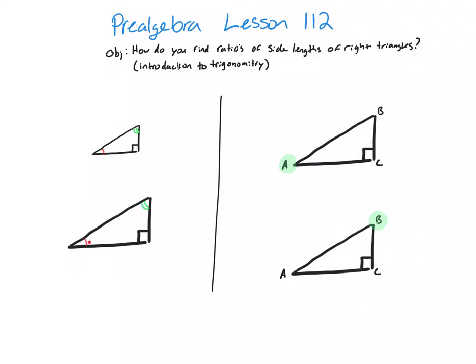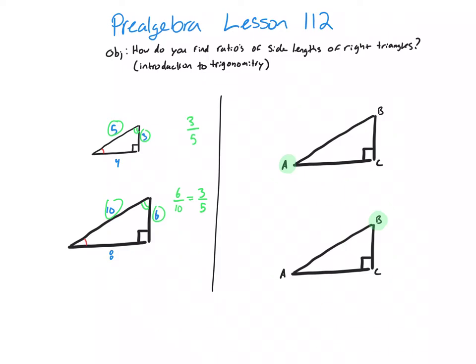The red would be the same as the red, the green would be the same as the green, and the right angle is the same as the right angle. So these two triangles would be what we call similar to each other. If they're similar, that means the ratio of their side lengths are the same. For instance, maybe this one is 3, 4, 5, and this one is 6, 8, 10. If you compared ratios, 3 over 5 would be the same as 6 over 10, which reduces down to 3 over 5.